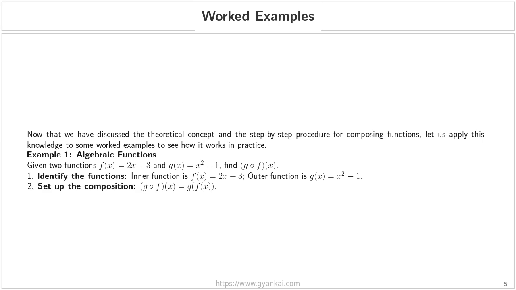In step 2, we set up the composition. This means we are looking for g of f of x, as we discussed earlier. This creates a chain where the output of f becomes the input for g.